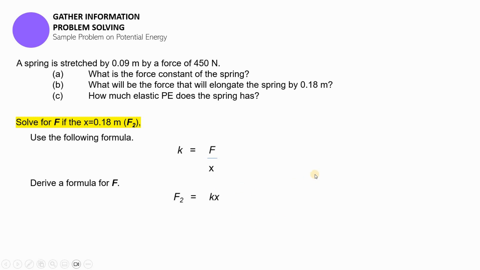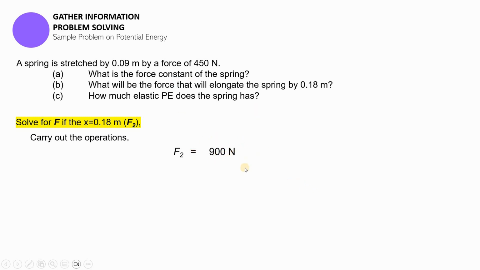Okay, now that you have this formula, you're gonna be substituting the given factors. What are going to be your given factors? How will it look like? Does it look like this? Alright, you're gonna be multiplying 5,000 Newton over meter by 0.18 meters. Then carry out the operations. What did you get? Okay, so force 2, it's gonna be 900 newtons.